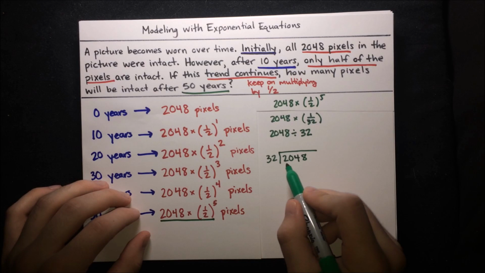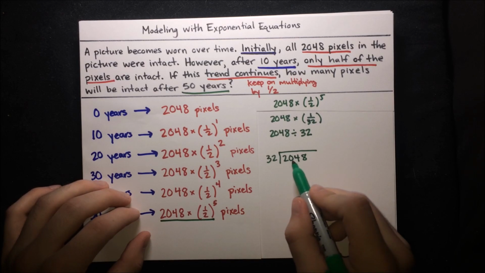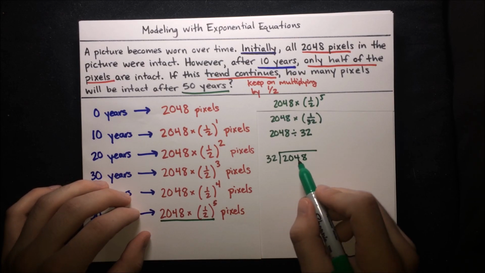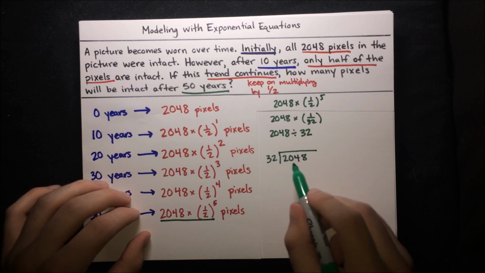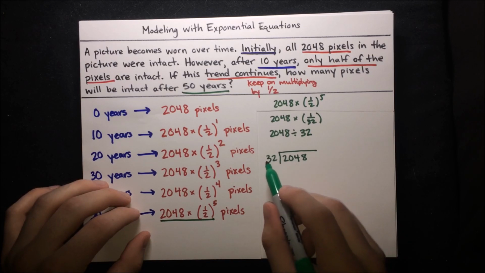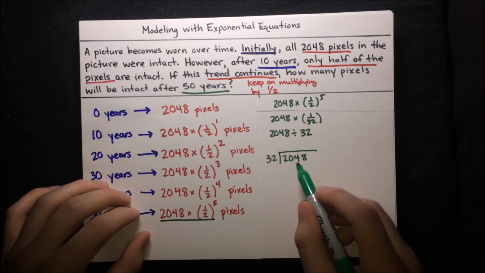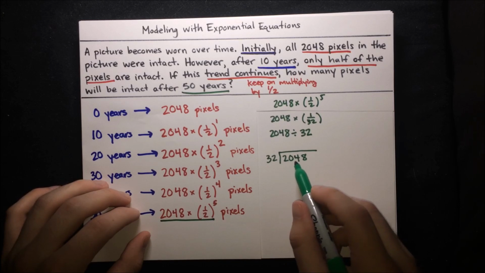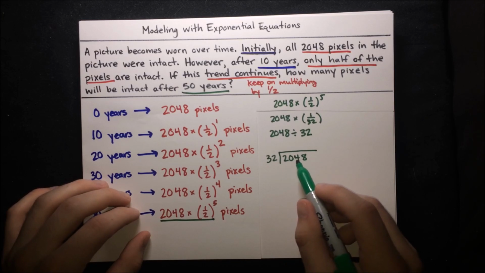So 32 goes into 2 0 times, 20 0 times, 204 it goes into several times. And how many times is that? Well, maybe think 32 is pretty close to 30 and 204 is pretty close to 200. How many times does 30 go into 200? 7 is close. 7 times 30 would be 210, but that's a little bit too much.